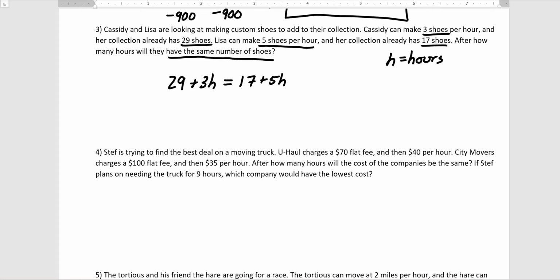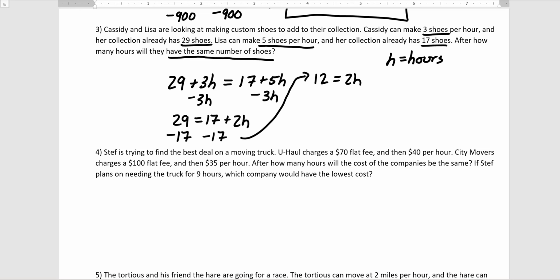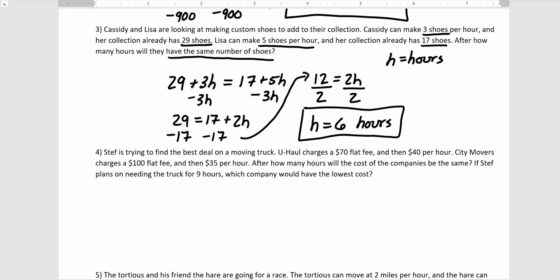All right, let's break this down a little bit. Let's start by subtracting 3h from both sides. So we'll have 29 equals 17 plus 5h minus 3h, which would give me 2h. Next, I need to subtract 17 from both sides. I'm running out of space here, so I'm going to move this up here. 29 minus 17, that's 12. So 12 will equal 2h. To get h all by itself, I need to undo that multiplication, so I'll divide by 2. 12 divided by 2 is 6, so h equals 6. So after working for 6 hours, it looks like they will have the same number of shoes.